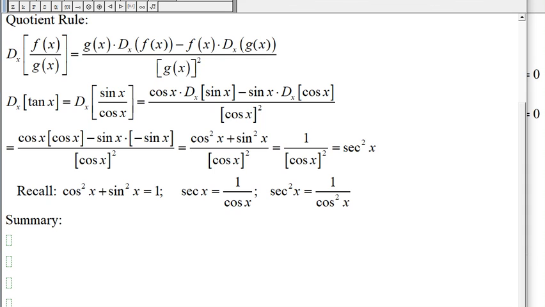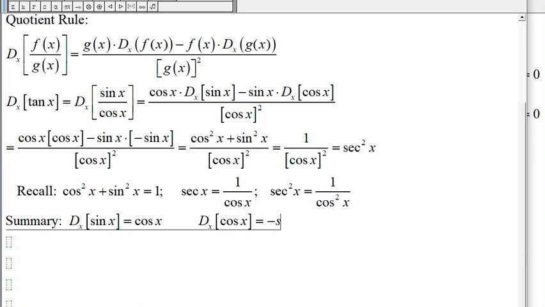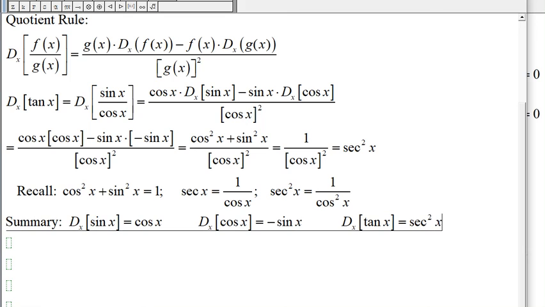So, summary, this is what we have so far. The derivative of sine of x is cosine of x. The derivative of cosine of x is negative sine of x. And the derivative of the tangent of x is secant squared of x.